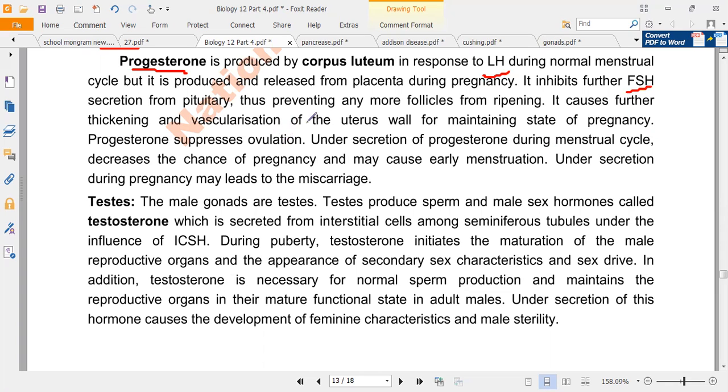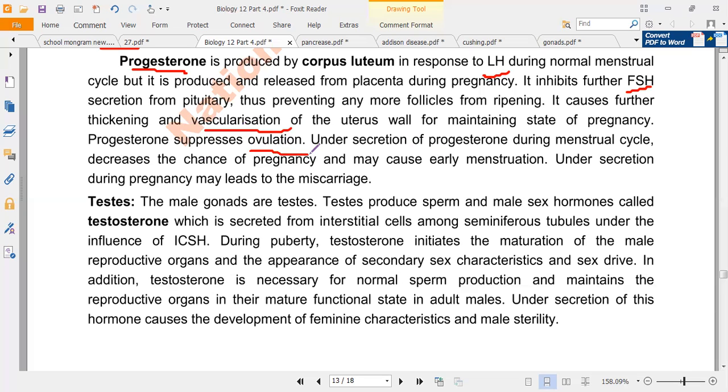to form and ripen, because every follicle has just one egg cell. When it ripens, it ruptures and the egg is removed, the corpus luteum is formed, then progesterone is released from that, and it blocks FSH. Further, it causes thickening and vascularization of the uterus wall during pregnancy to hold the pregnancy.